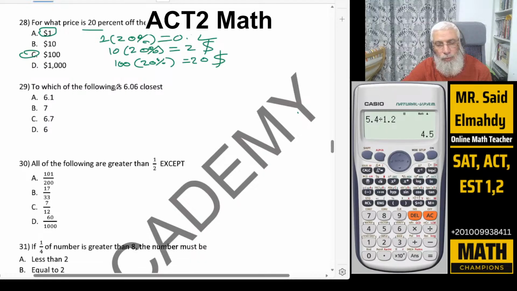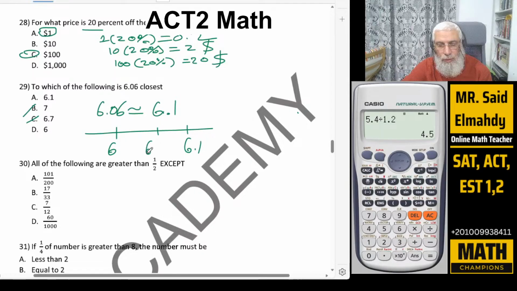To which of the following is 6.06 closest? 6.06, we can round to the nearest tenth, 6.1. This is not close. 6.06 and 6.1. 6.06 is closest to 6.1.